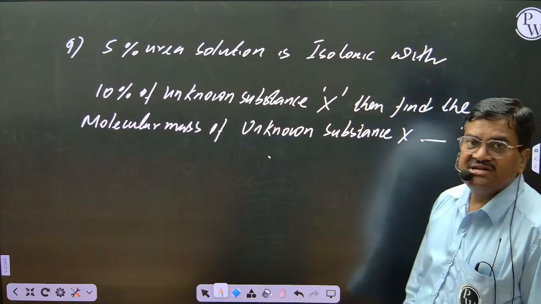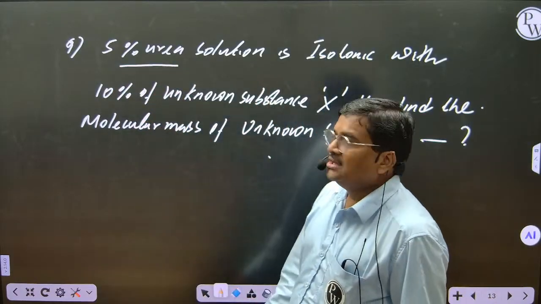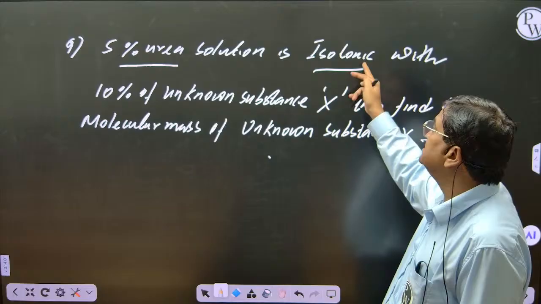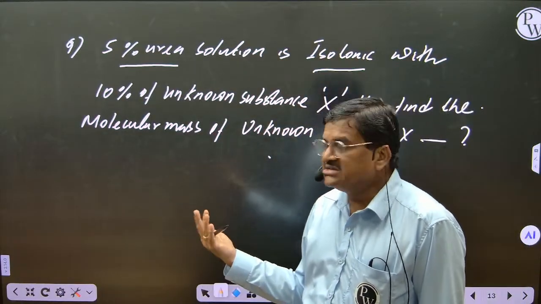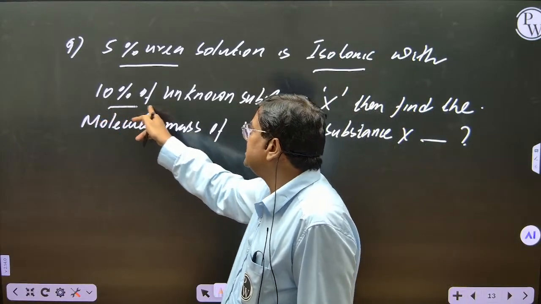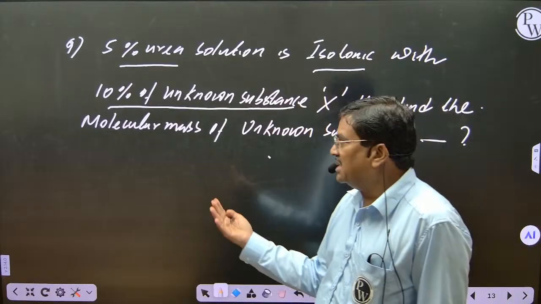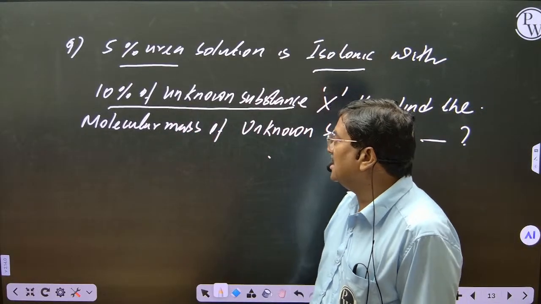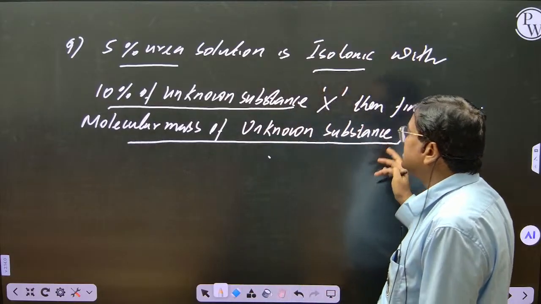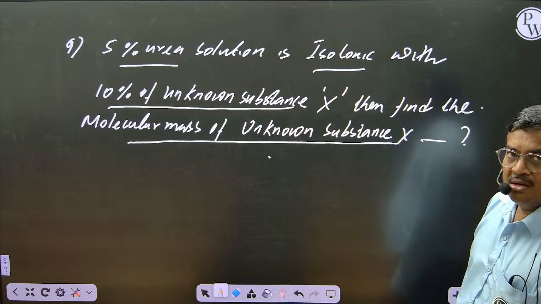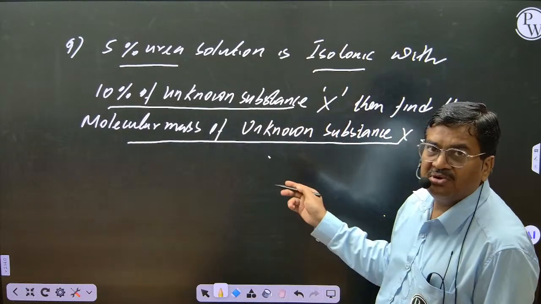Now understand what is given in the question. See, 5% urea is there. It is giving one hint: it is isotonic. Isotonic means whose osmotic pressures are the same, with a 10% unknown substance. We don't know what that unknown is, some unknown substance, but it is isotonic. And we have to find the molar mass of that unknown substance X. Now, tell me how you would do it, all of you. How do you approach this one?